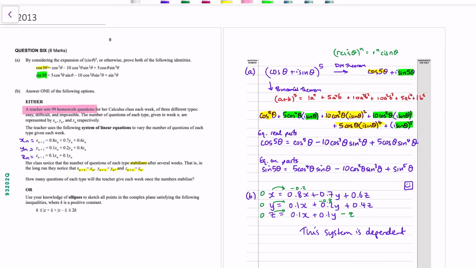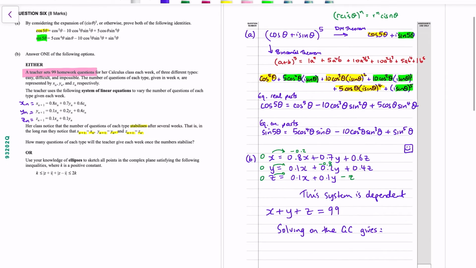So if we add in a fourth equation, giving us a bit more information to solve it, x plus y plus z equals 99, you can drop off any of the three equations that you want. You'll get the same answer regardless. So if I get rid of the third equation and replace it, 1x, 1y, 1z, 99, it enables you to solve it. Solving on the GC gives 76, 14, and 9.